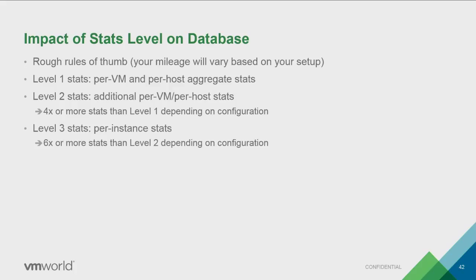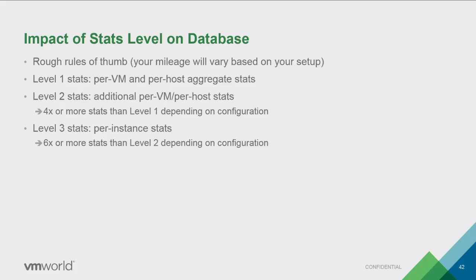Something like level 2 is just a few more stats that are per VM and per host. Level 2 to level 3 is where the largest jump typically occurs, because at level 3, now you have per instance statistics, per vCPU information, per data store information, etc. And you'll find that with more data stores, more VMs, etc., you increase the number of stats that you're persisting by a substantial amount.